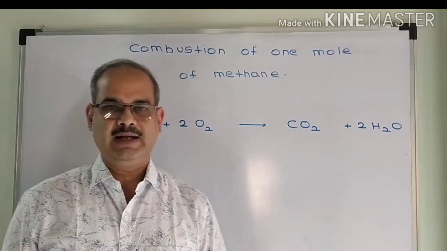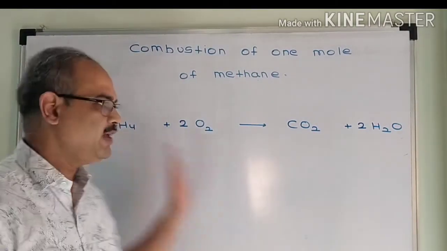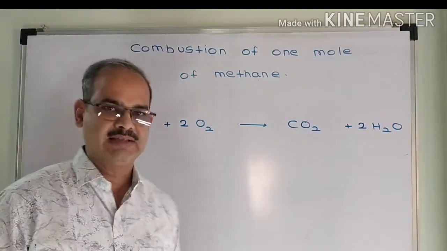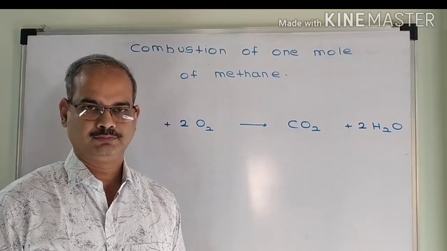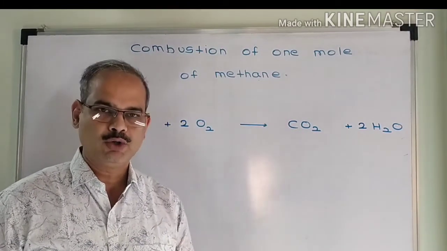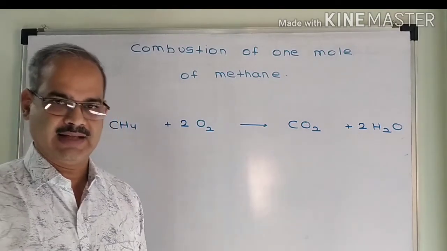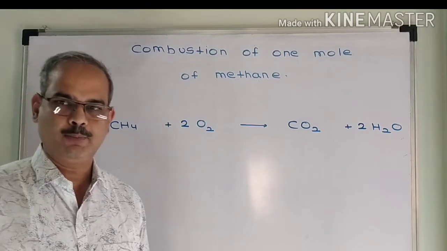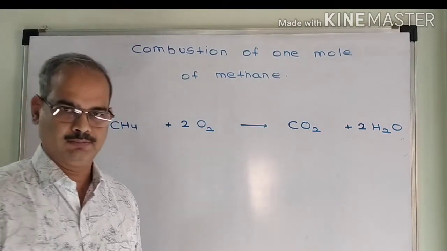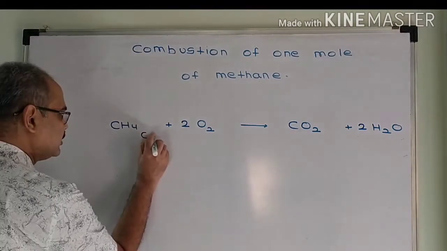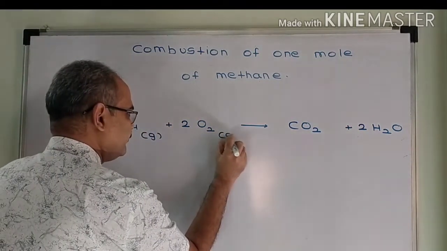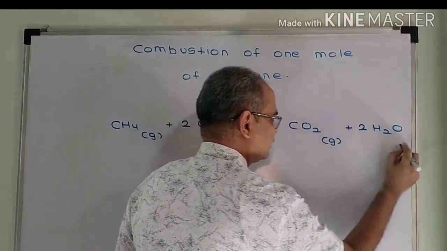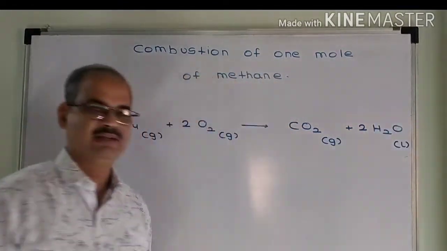So the first guideline that we have to follow is that when we write down the thermochemical equation, first check whether the equation is a balanced equation or not. Once it is a balanced equation, follow the second guideline. The second guideline says that you have to write down the physical state of every reactant and product involved in the chemical reaction. Methane, we take it in the gaseous state. Oxygen, we take it in the gaseous state. Carbon dioxide formed is in the gaseous state and water that is formed is in the liquid state.